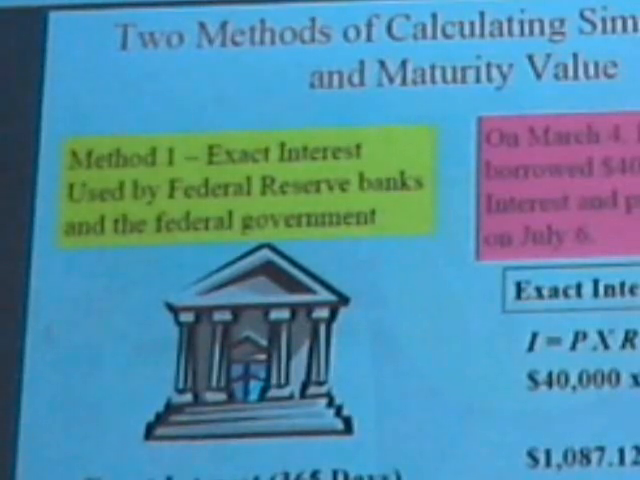That means we're going to pay more interest. So if the law allows them to choose between 365 and 360, which one do you think they're going to pick? 360. That's the answer.